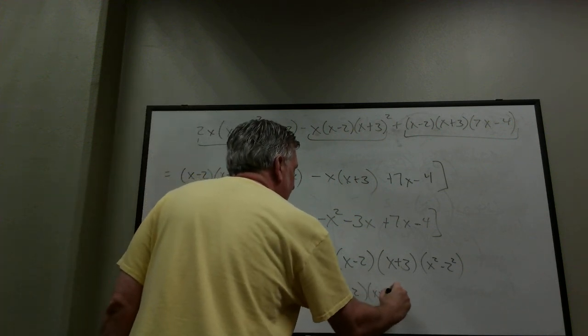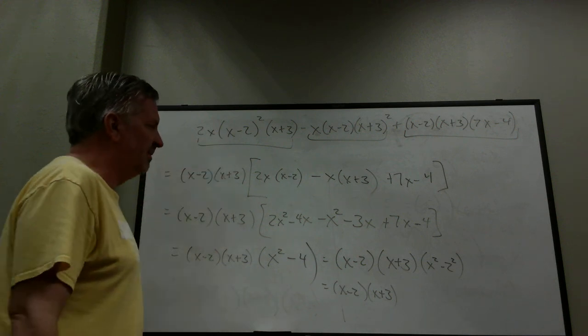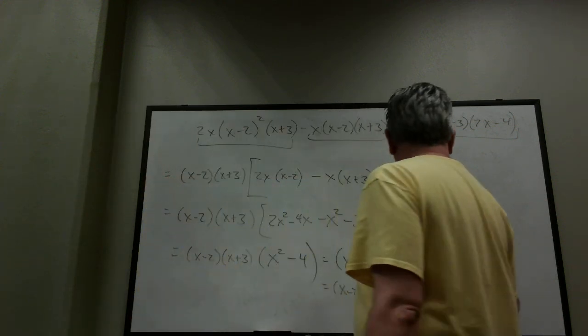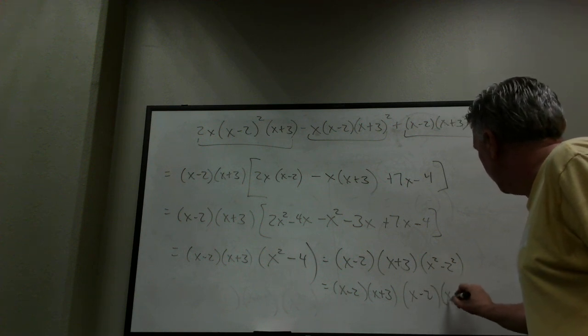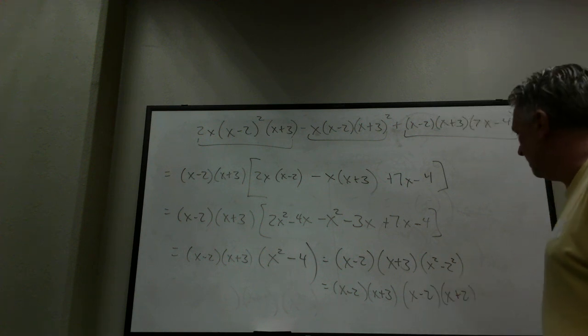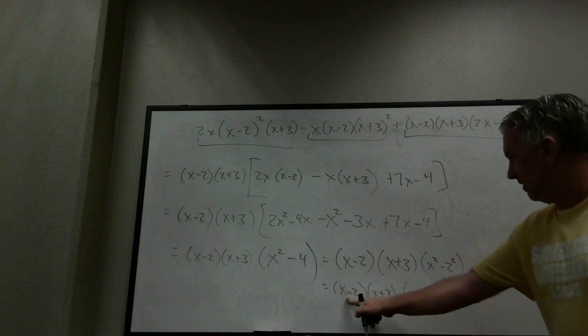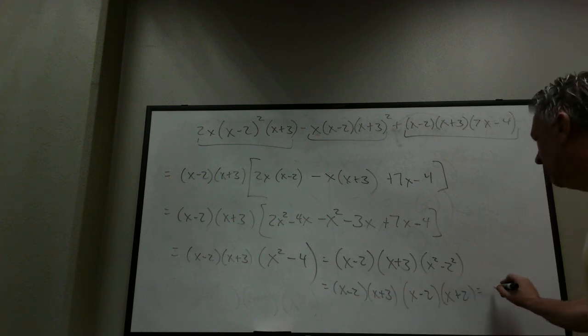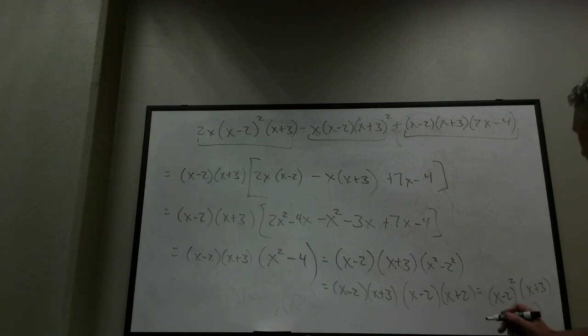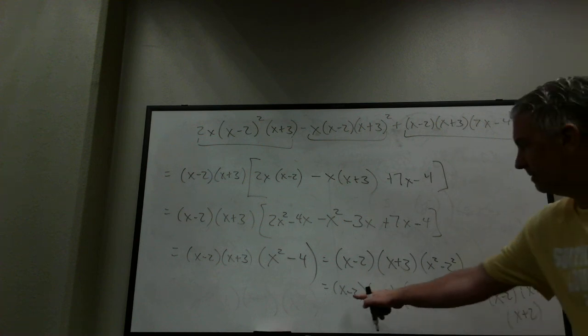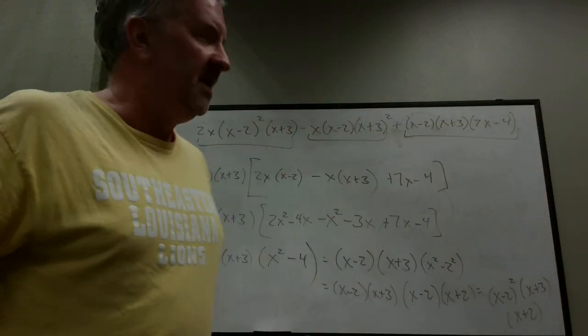Notice I keep writing the x minus 2 and x plus 3 all the way down. So how do you factor a difference of squares? If you drop the squares, you get x minus 2, and then the other factor, change that to a plus, x plus 2. So notice you can actually combine these together. So that's x minus 2 squared times x plus 3 times x plus 2. I just combine those.